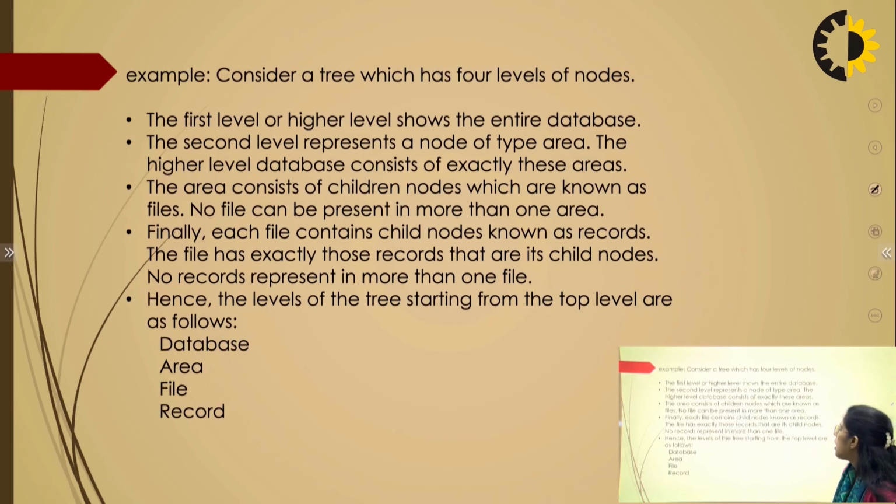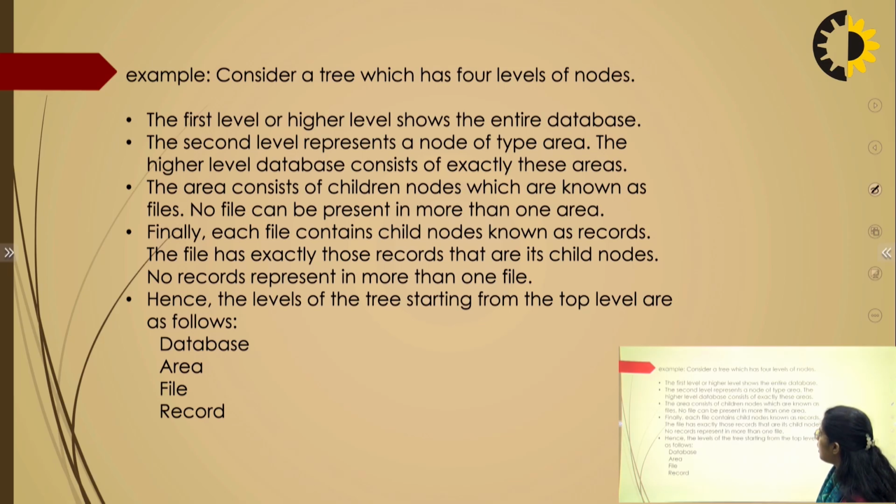So let's say we have an example here. Consider a tree which has 4 levels of nodes. The first level shows the entire database. The second represents the nodes of type area. The higher level database consists of exactly these areas. The area consists of children nodes which are known as files. No file can be present in more than one area. Finally, each file contains child nodes such as records.